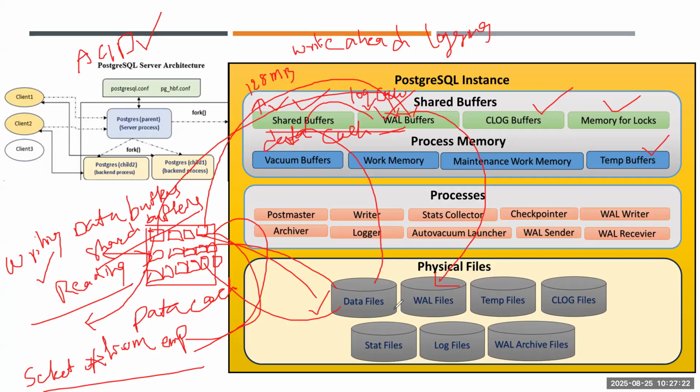Data cache means shared buffers to data files. So there is a mapping, sir. Don't get confused. In the RAM, you are calling it shared buffers; in the physical, you are calling it data files. In the RAM, you are calling it WAL buffers; in the physical, you are calling it WAL files, WAL archiving files. So WAL files are nothing but log files. Every change you are doing must go to the WAL buffers.